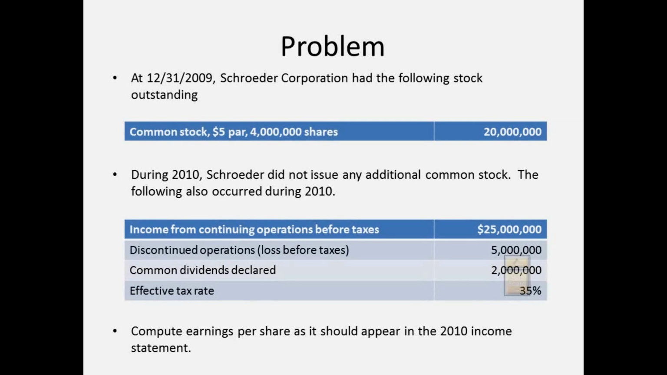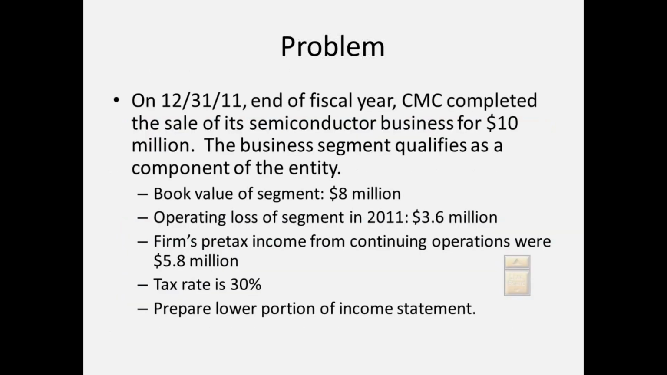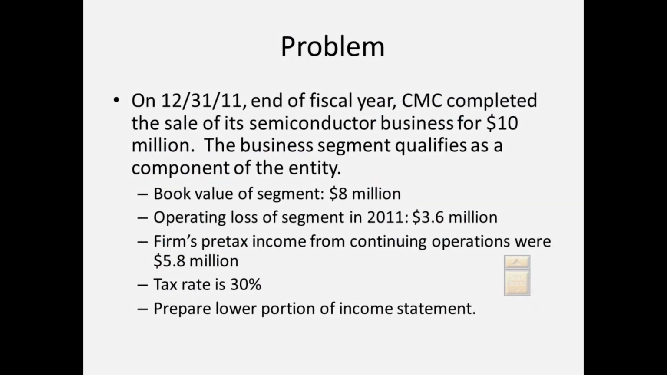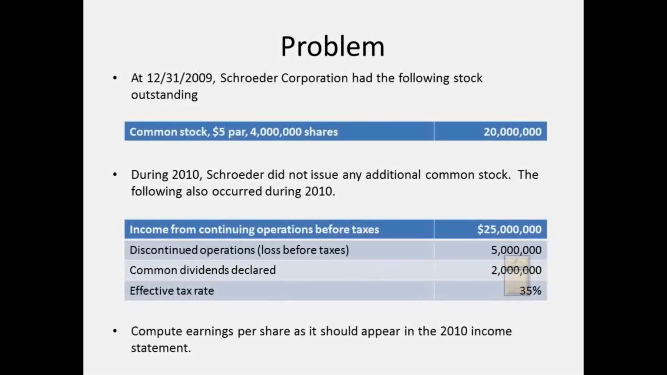They have income from continuing operations before taxes, and discontinued operations before taxes, it's a loss, okay? They declare dividends, they have a 35% tax rate. What is their earnings per share? So how are you going to go about doing this? Well, you want to do exactly like this. You want to first do taxes, earnings from continuing operations, net income, and then divide by common shares outstanding. So let me give you 5 minutes to play around with that.